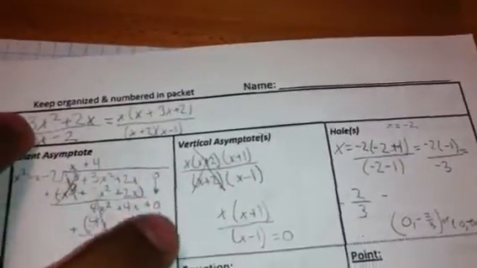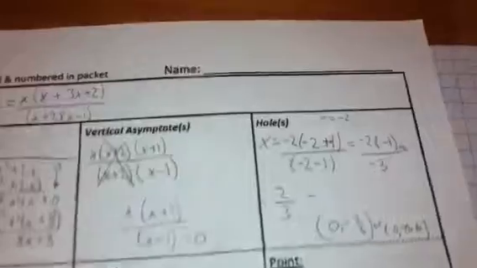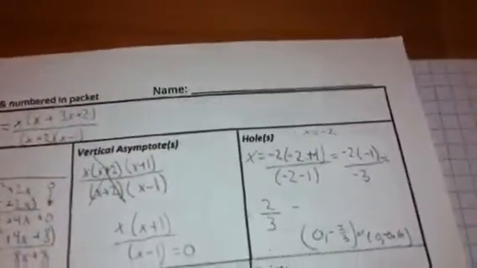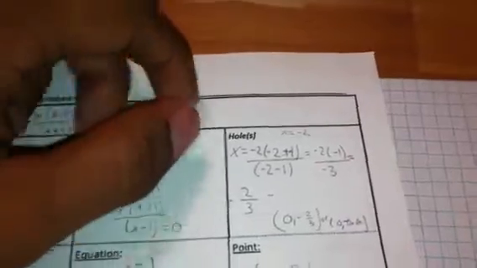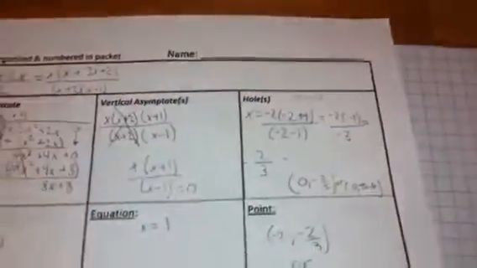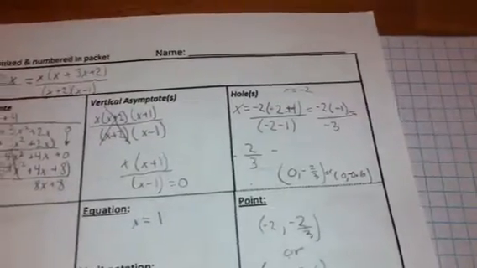So that means that we have a hole, and our hole is at x = -2, and when you plug that in, you get (-2, -2/3), or (-2, -0.6).